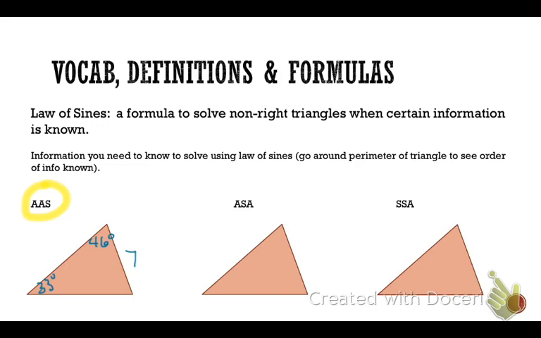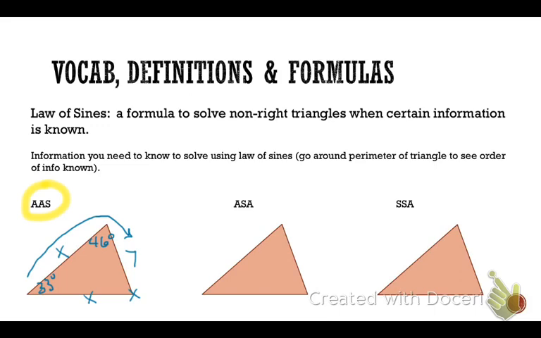So as you look around the triangle in order, you have an angle that you know, another angle, and a side. So that's the angle-angle side situation. If you're given that information, then you can go ahead and solve for the other things that you don't know. So that would be the other two sides of the triangle and the other angle.